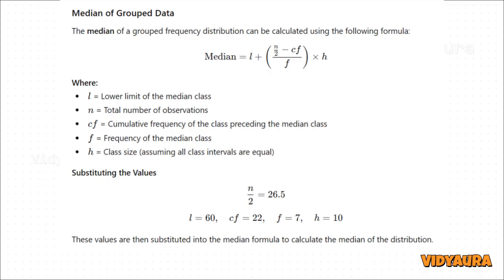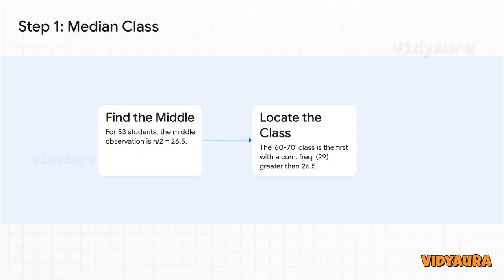That's a key detail. So first, we have to find out where the middle student even is. Let's say we have 53 students in total. The middle point, or N divided by 2, is 26.5. So we're looking for the 26.5th student. We just scan down our cumulative frequency column, and the 60/70 class is the first one where the total, 29, goes past that 26.5 mark. That makes 60/70 our median class.